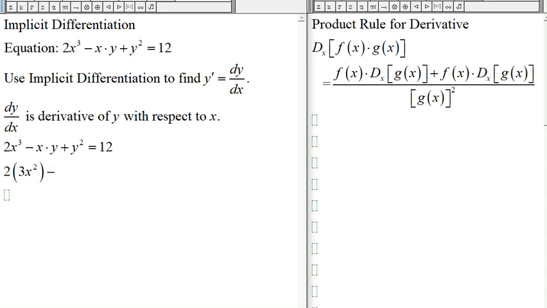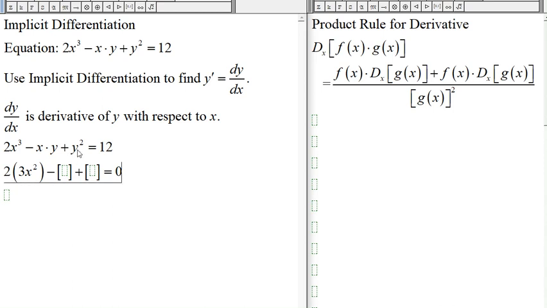And then minus, and we'll leave space for the derivative of xy, and then plus, and we leave some space for the derivative of y^2. On the other side, this is a constant and there's no y in here, so we just do the usual derivative, and the derivative of a constant is 0.